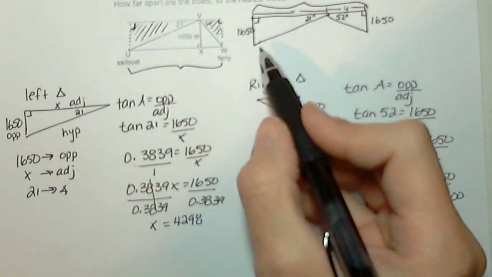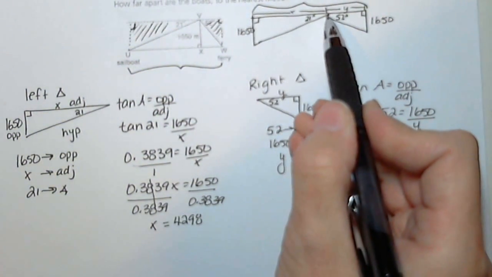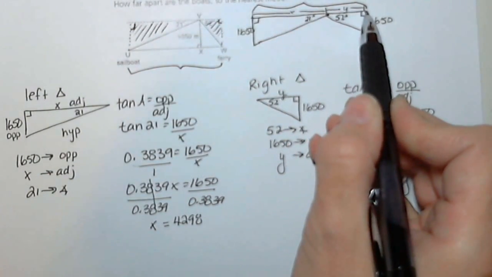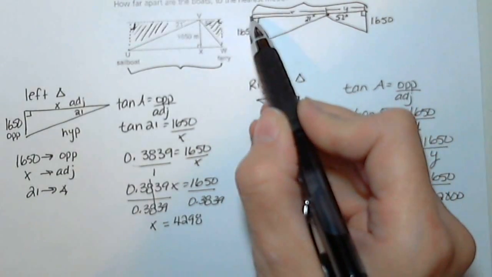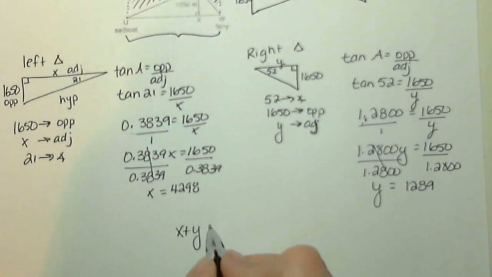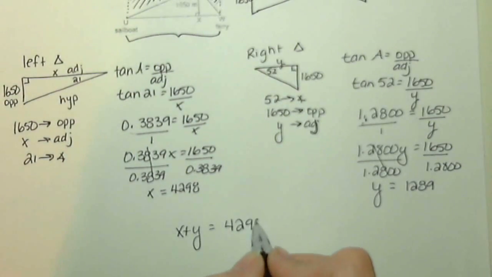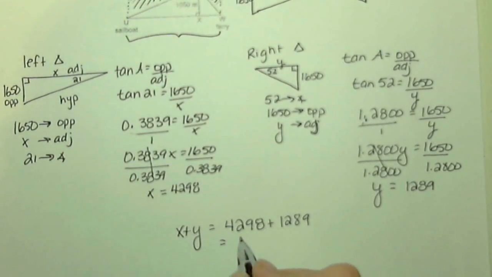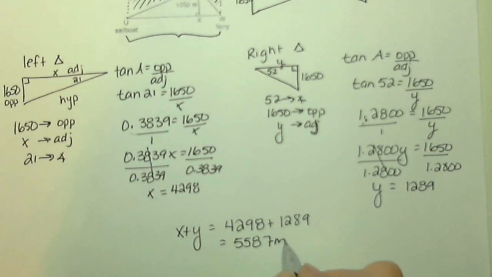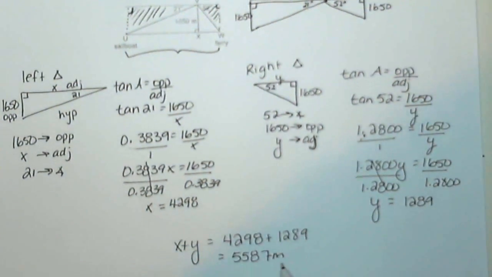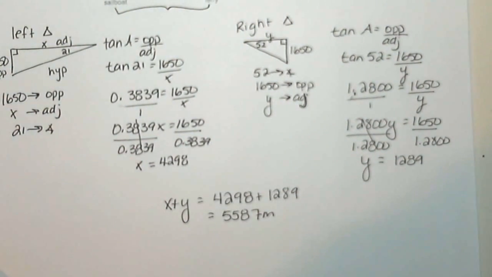So what do we know? We know that this distance from here to here is equal to 4298, and this distance from here to here is equal to 1289. So to find the entire distance, I'm going to find now x plus y, which is 4298 plus 1289 is equal to 5587 meters. And you'll notice that my original question asked for my answer to be to the nearest meter, which is why I didn't round off. I knew these to be decimal points.